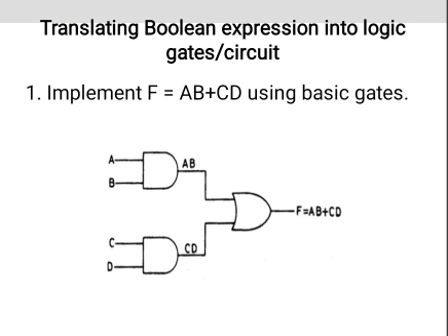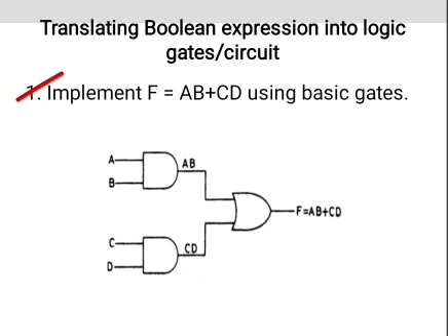Next, translate the Boolean expression into logic gates. You know, the following section discusses how a logic circuit using basic gates can be constructed for a given Boolean expression. For example, first one, implement F equals AB plus CD using basic gates.